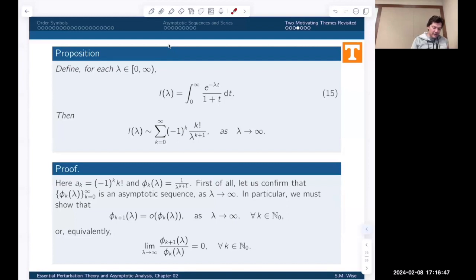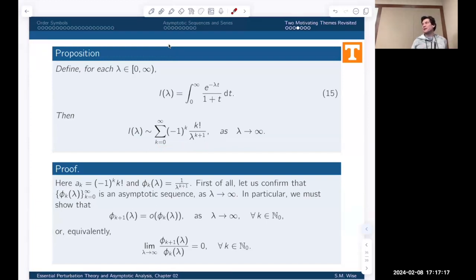And I like lambda getting large. So what happens as lambda gets large? Well, what we can prove is that I of lambda has the asymptotic series approximation given here, or I of lambda is asymptotic to this. So this is an asymptotic series representation, and so we know how to compute the terms of that if we wanted to compute the terms.